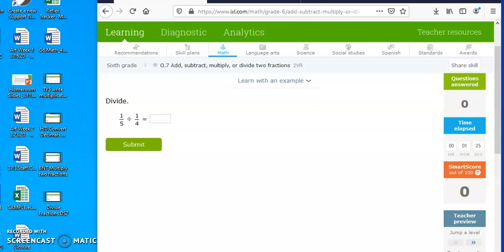So 1 over 5, I'm going to change the divide sign into a multiply sign, and I'm going to flip 1 over 4 into 4 over 1. Now I'm going to do my multiplication. 1 times 4 equals 4, and 5 times 1 equals 5. So my answer is 4 over 5.